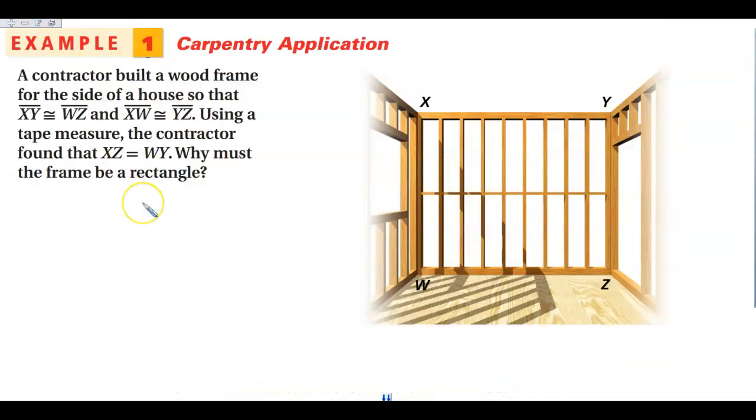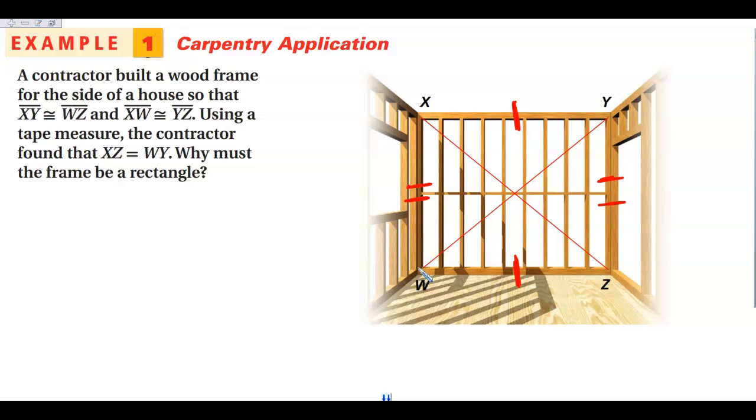All right, a contractor built a wood frame for the side of a house so that XY, we're going to make this a little bigger so it's easier to see, this side here is congruent to WZ, and XW is congruent to YZ. Right there with just that first sentence, I know that I have a parallelogram, because my opposite sides are congruent. Using a tape measure, the contractor found that XZ, which is this diagonal, was equal in length to WY, which is our other diagonal. So we have a parallelogram with congruent diagonals.